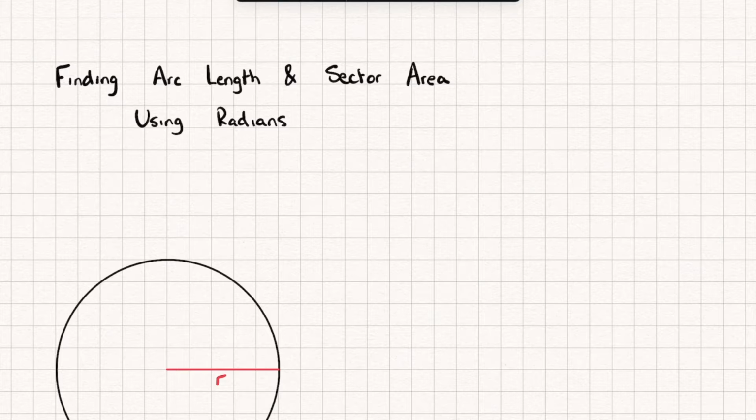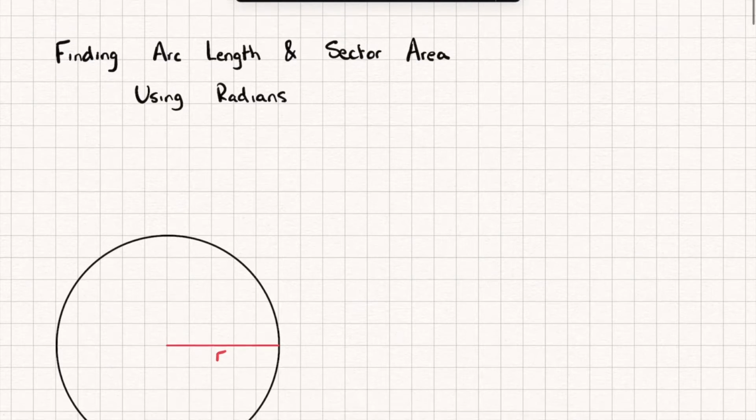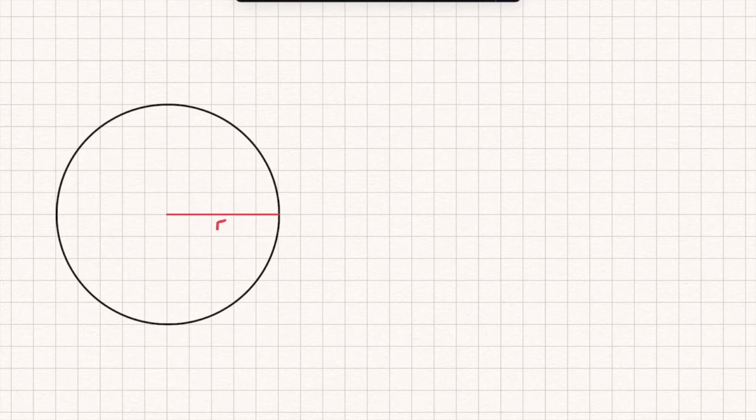So to start off with, we're going to look at where the formulae for finding the arc length and the area of a sector come from. And to do that, we're going to take a look at this circle that I've got drawn here. Now, I already have a radius labelled on, but what I'm going to do is add on another one. So let's draw on another radius here.